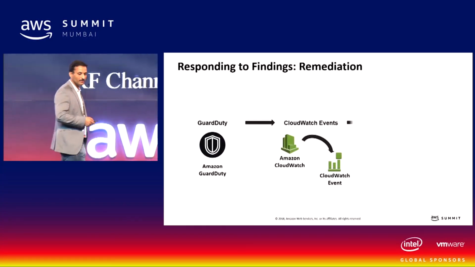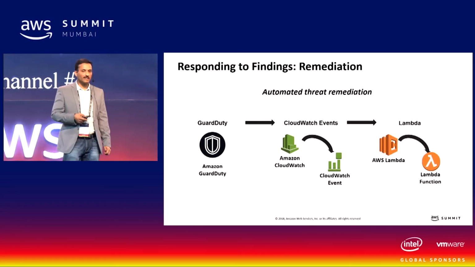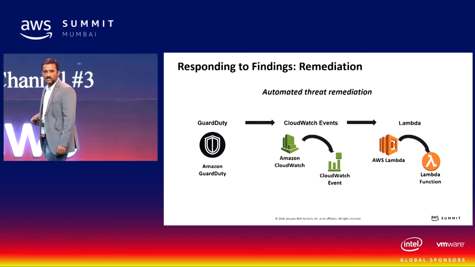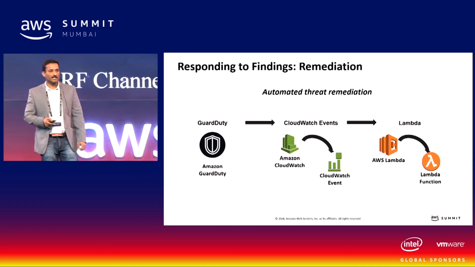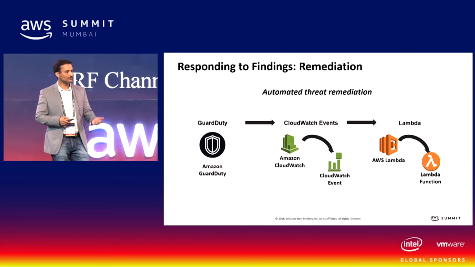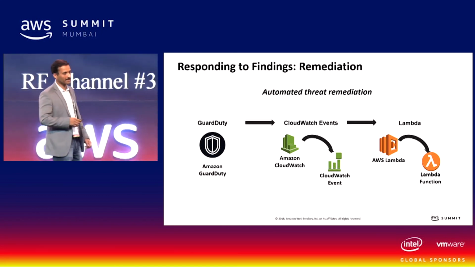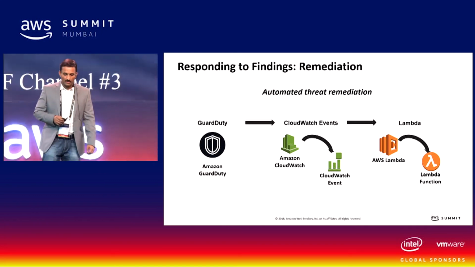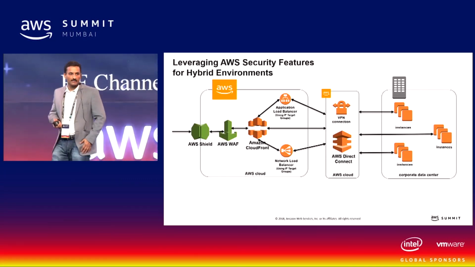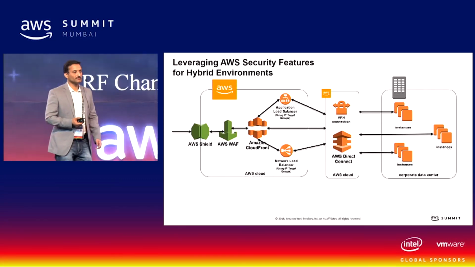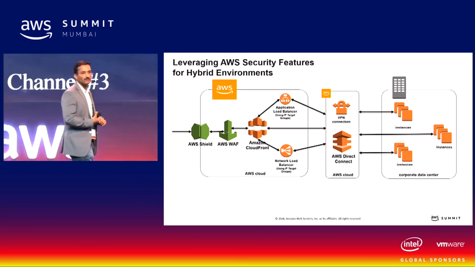So what you do is GuardDuty will continuously look at your environment and keep generating logs, which can be fed into CloudWatch Events, right? And CloudWatch Events can then trigger a Lambda function to go and mitigate that threat automatically, right? Now, we talked about all this on the AWS Cloud. You can use similar techniques to safeguard your on-prem environment also in case of hybrid deployments, right?